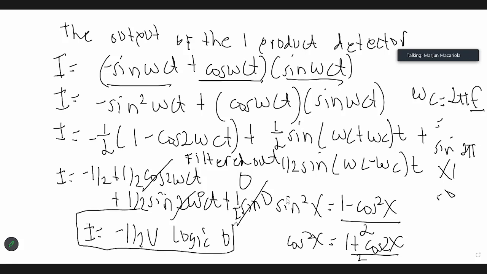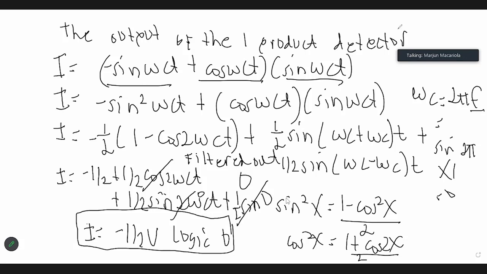Okay? So we proved that what is on the receiver side is correct. Okay? Nagets mo ba? Yes po. Okay.